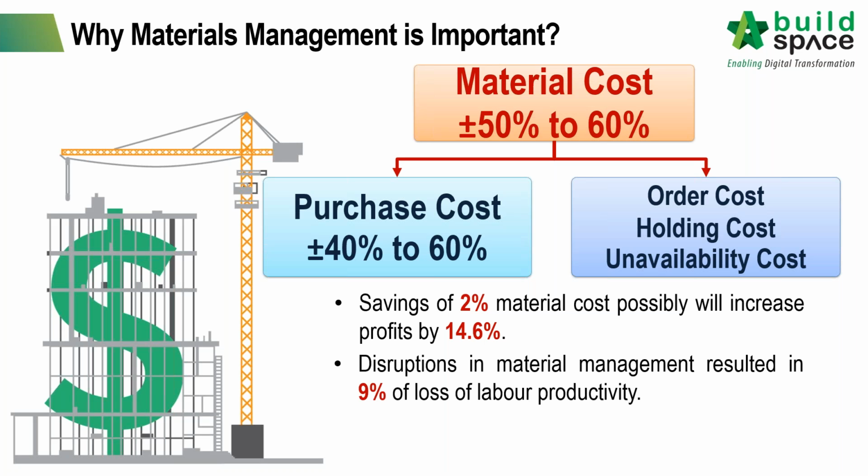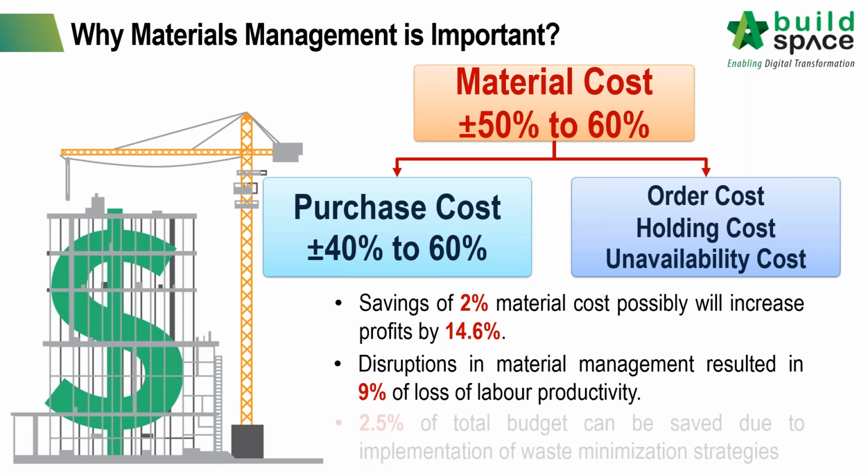The second one is also about productivity. It actually has a very straightforward, direct link with material management, saying the disruption in material management here will also result in 9% loss of labor productivity. In that case, what we have discussed just now on how to secure our profit will indirectly also have its impact on our project profit.